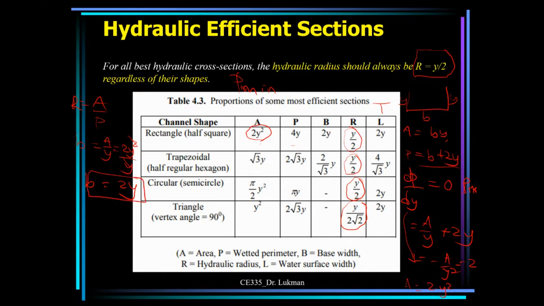And you can see that this is it, isn't it? And what is your P? It is B plus 2Y. So this is 2Y plus 2Y, which is 4Y. And this is the wetted perimeter. And the top width is simply equal to B, which is equal to 2Y. So you can repeat the same thing for trapezium and for circular sections, and you'll get all these values here. But the most important thing is that the hydraulic radius will always be equal to Y over 2, irrespective of the section, regardless of the shape.